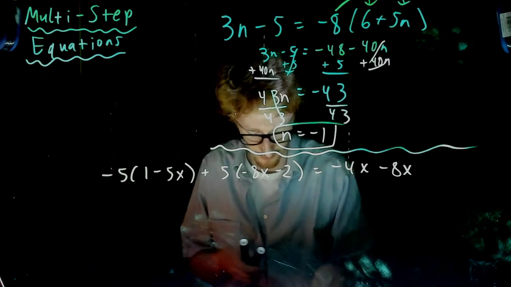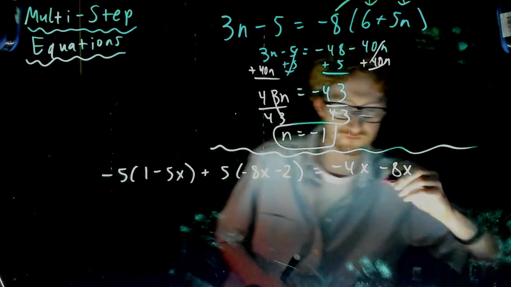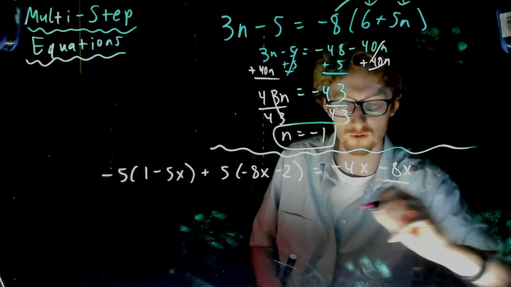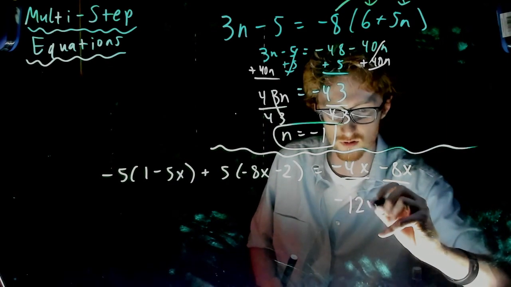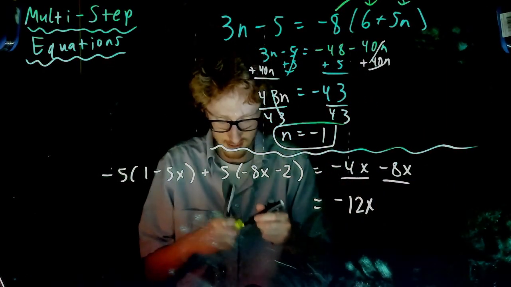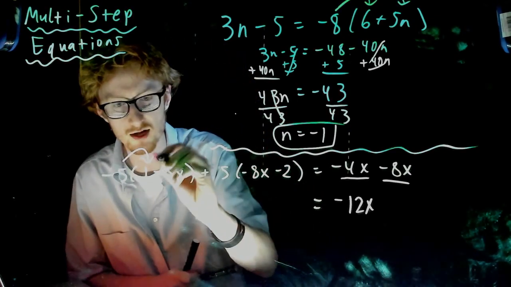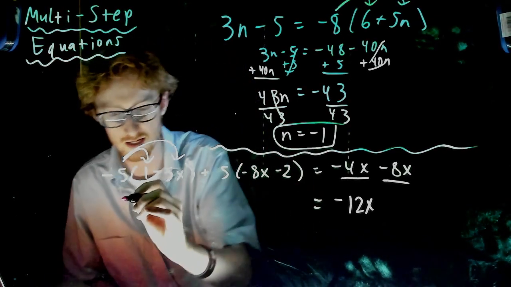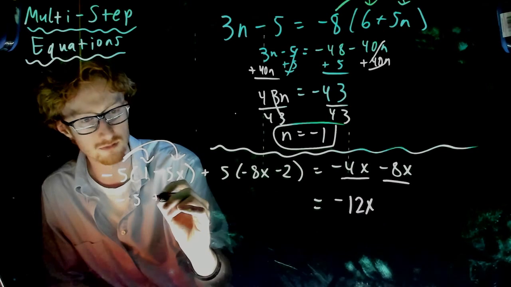Let's focus on what we can do, okay? I'm going to kind of do a couple steps in one. Over here, I'm going to combine the negative 4x and the minus 8x. It's negative 12x, okay? Easy enough. Now, let's go ahead and distribute all these things out and see what we get. So this would be negative 5 right into here. So that's going to be negative 5 plus 25x.